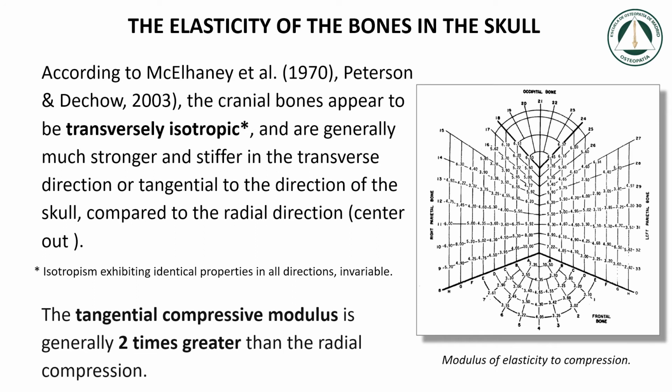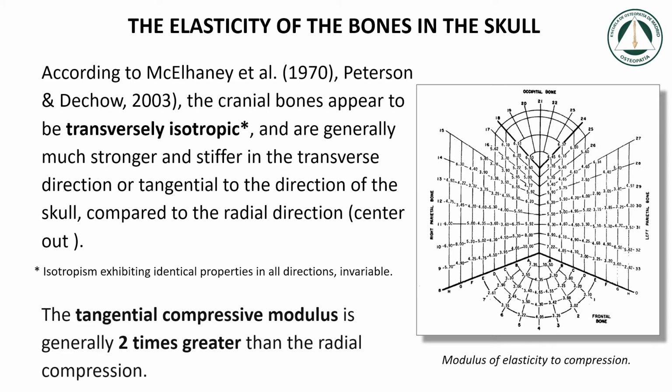According to McElhaney et al., 1970, and Peterson and Dechow, 2003, the cranial bones appear to be transversely isotropic, and are generally much stronger and stiffer in the transverse direction, or tangential to the surface of the skull, compared to the radial direction, center out.